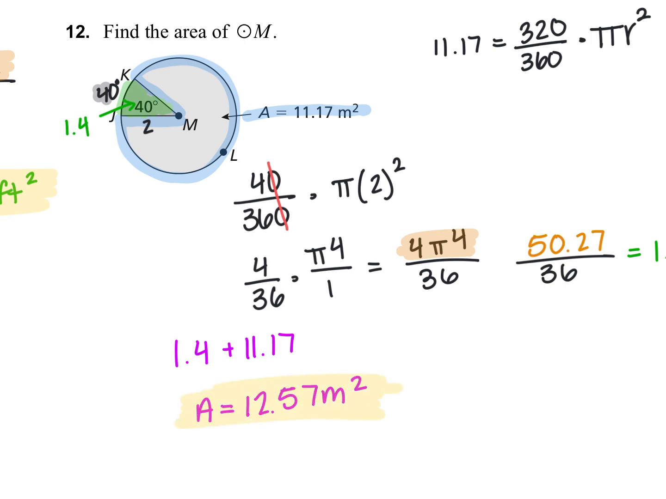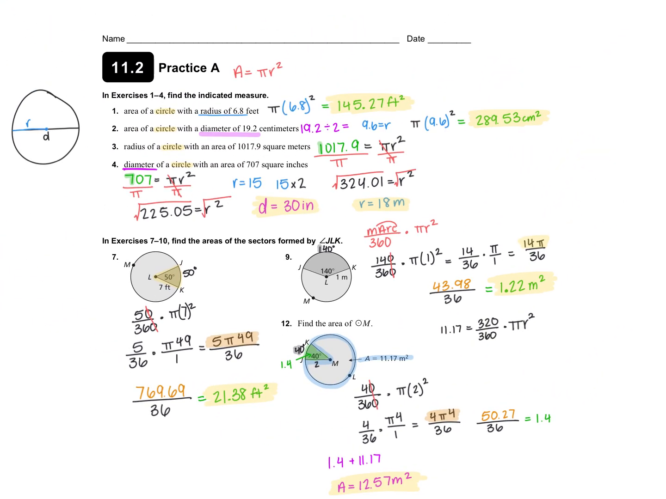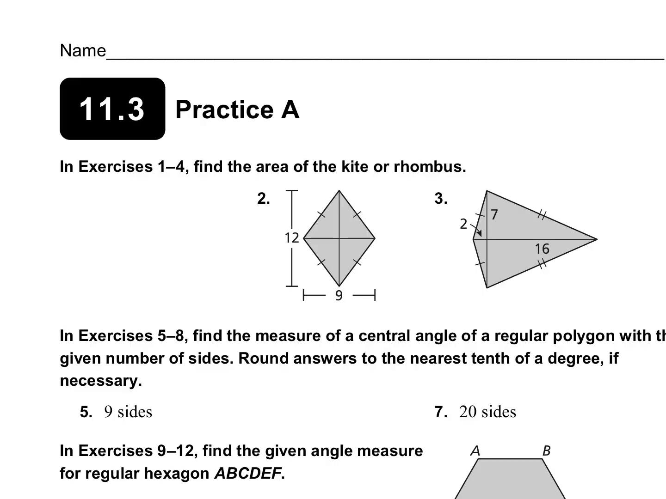Questions on 11.2? Can you leave that up there just one more second? Yeah. All right, 11.3, the last section. The hardest questions are the ones at the bottom. I'm going to tell you which ones to take out, and then we're going to do a different example that's not on here. So it says, find the area of the kite or rhombus.